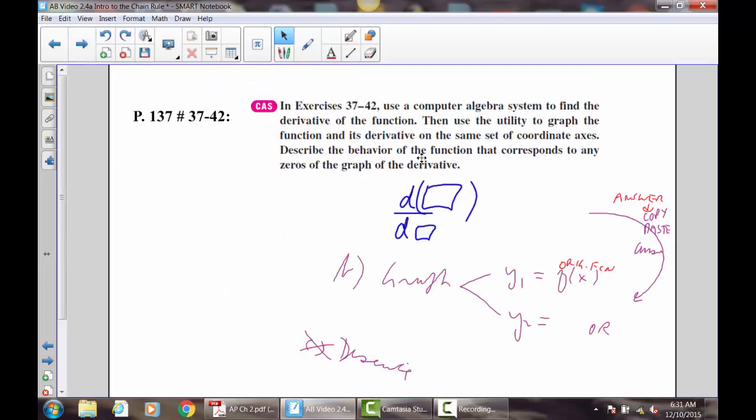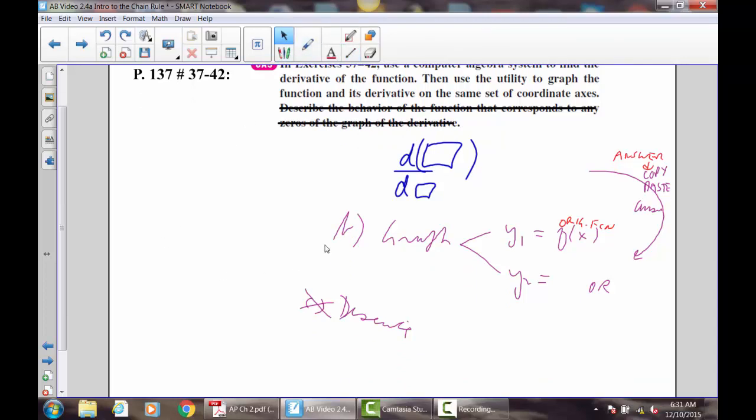In 37 through 42, use a computer algebra system to find the derivative of the function, so you know how to do that. Then use the utility to graph the function and its derivative on the same set of coordinate axes. At this point in time, let's not worry right now about describing the behavior of all of this, because we're going to get to that later. Okay, so don't worry about that for now.